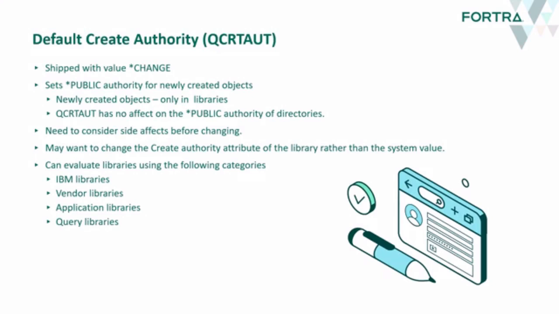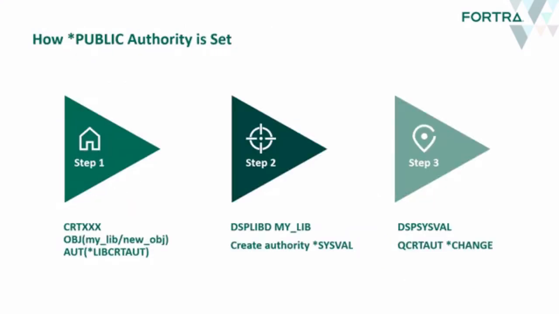You've got your IBM shipped libraries, you have vendor libraries, you have your own application libraries, maybe query libraries, maybe developer libraries. Set those authorities on those libraries to be more restrictive so you're not affecting the entire system at once, but you can affect specific libraries. So what will happen then is that the create authority value on the library will actually override what's set at the system value. So libraries by default are set to lib create authority.